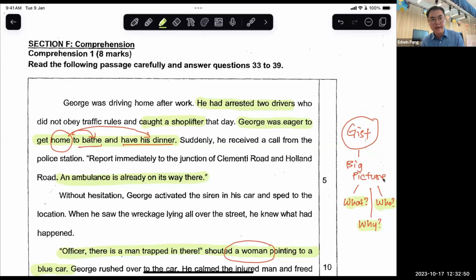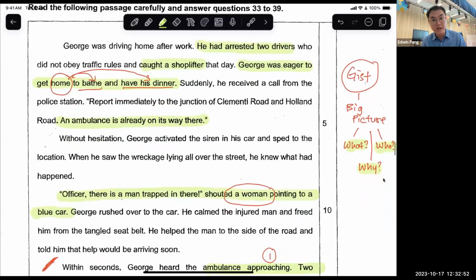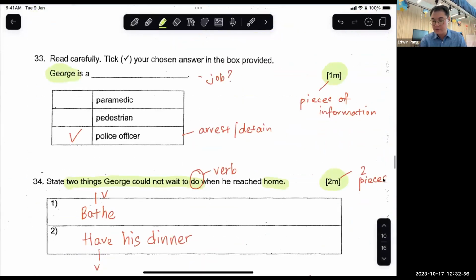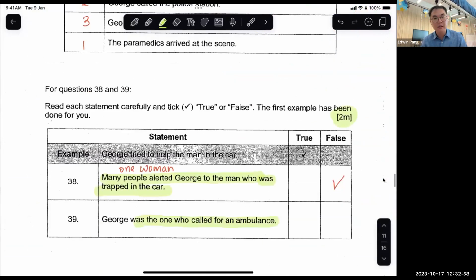So again, can you see I'm highlighting only what is relevant to the question? I'm not highlighting and annotating everything in the text because that will spend too much time. So I'm only looking at the questions after my first reading for gist, and then I'm using the questions to guide my exploration of the text the second time I'm reading it. So the second time, I'm reading for detail. First time was for gist, second time is for detail, right?